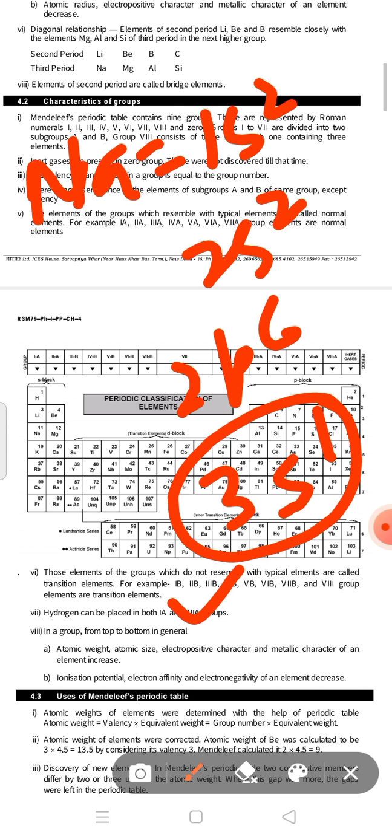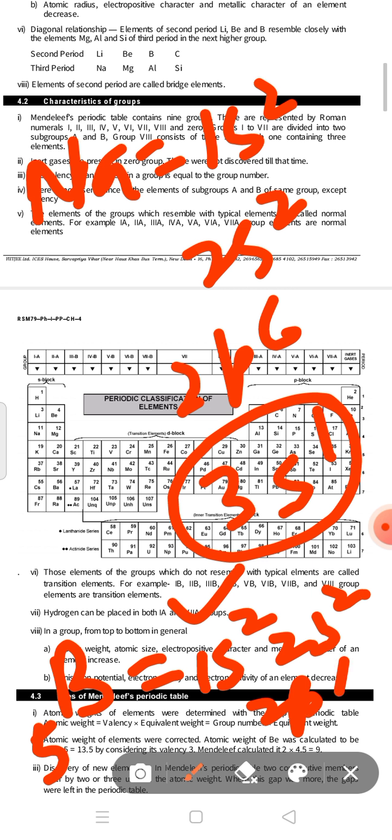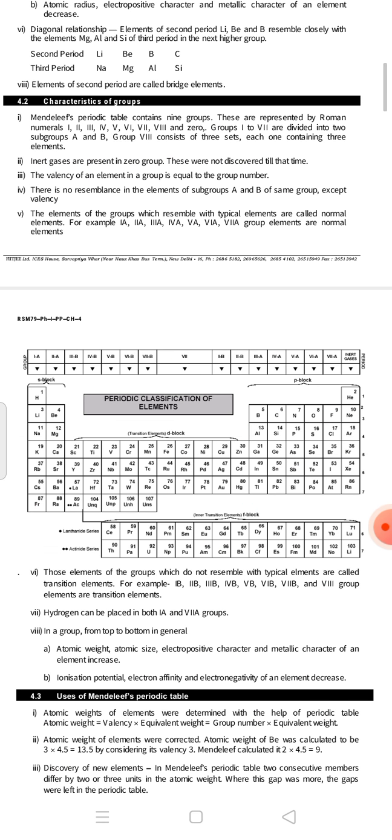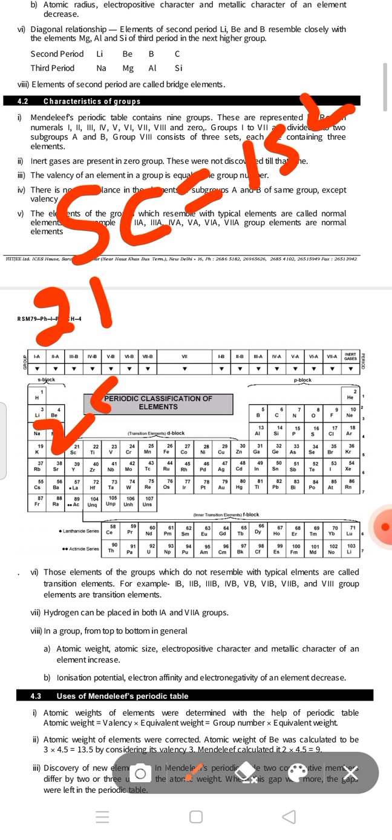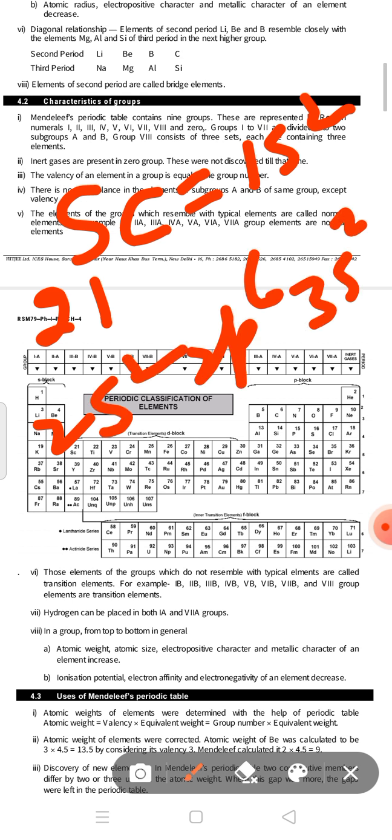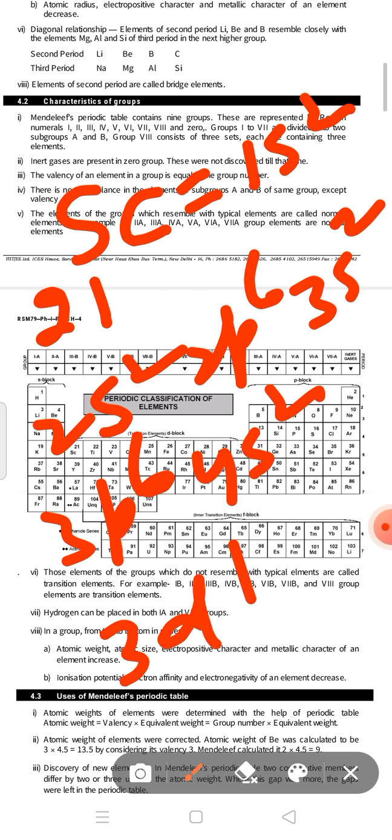Okay, and suppose I am giving here boron. Boron has atomic number 5: 1s2, 2s2 and 2p1. The elements whose last electron enters the p orbital are known as p block elements. Next, suppose I am giving the example of scandium: 1s2, 2s2, 2p6, 3s2, 3p6, 4s2 and 3d1. It is the electronic configuration of scandium, and in scandium the last electron goes into the d orbital, that's why it is known as a d block element.